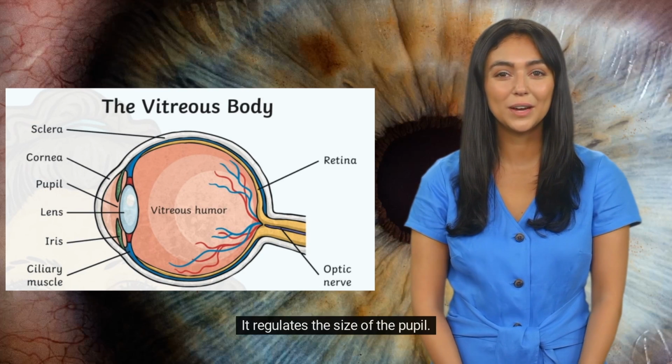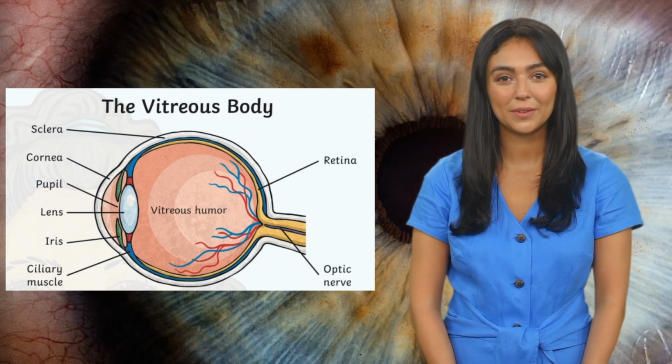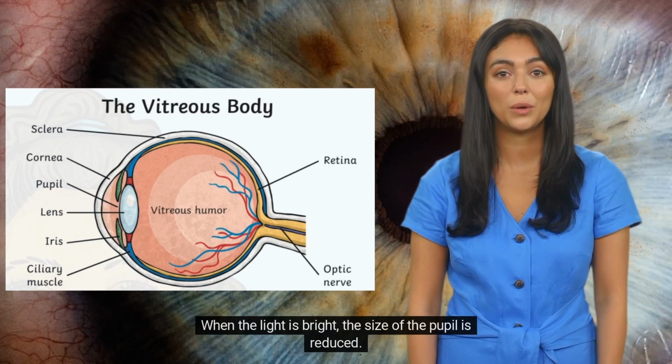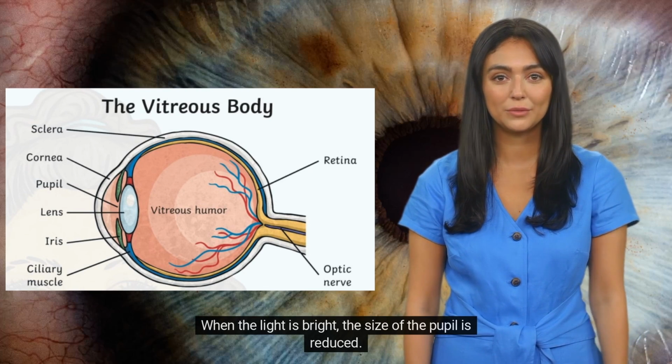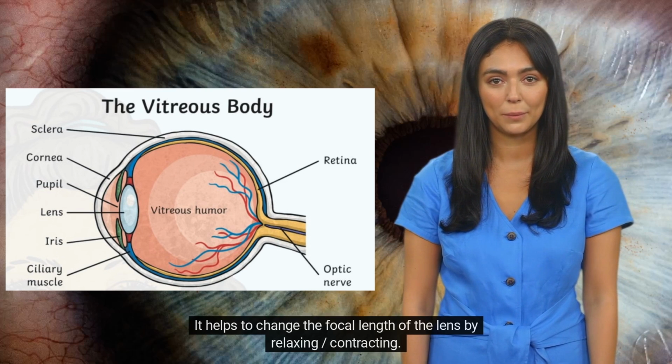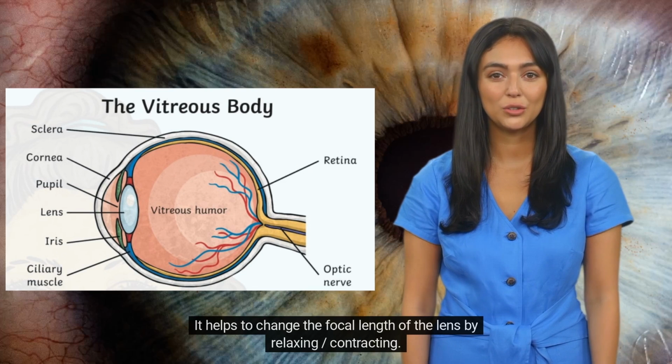Iris. It regulates the size of the pupil. Pupil. It regulates the amount of light entering the eye. When the light is bright, the size of the pupil is reduced. Ciliary muscles. It helps to change the focal length of the lens by relaxing and contracting.